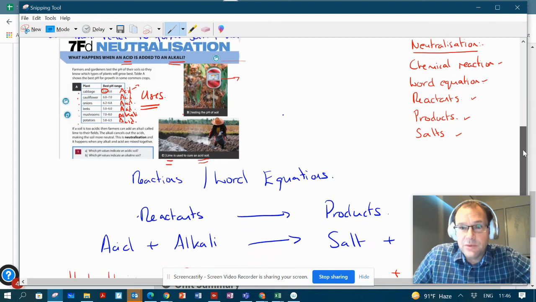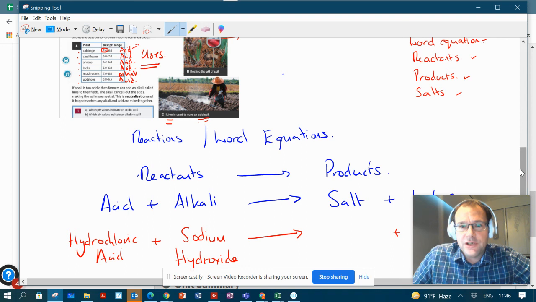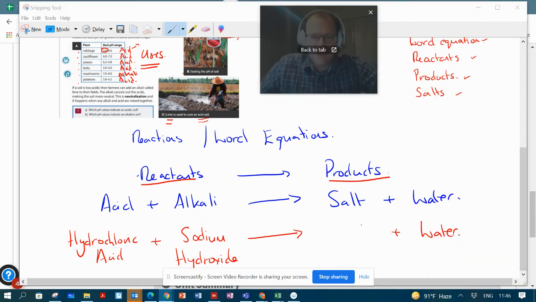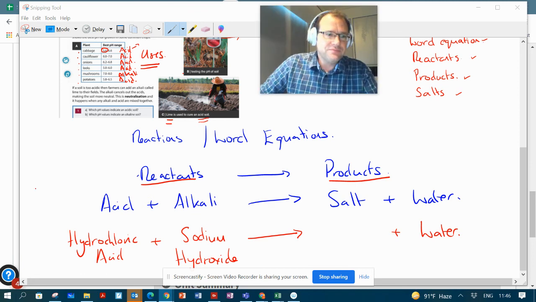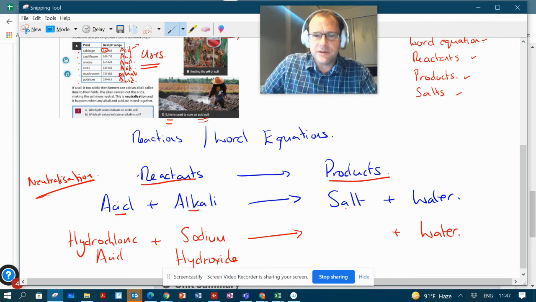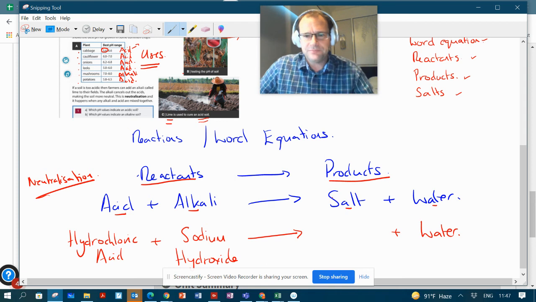Now, if we look down here, we can look at this word equation where we have reactants on the left-hand side, products on the right. So I'll just move myself out of the way. So in this particular reaction, neutralisation, we have our reactants, acid and alkali, and our products, salt and water.